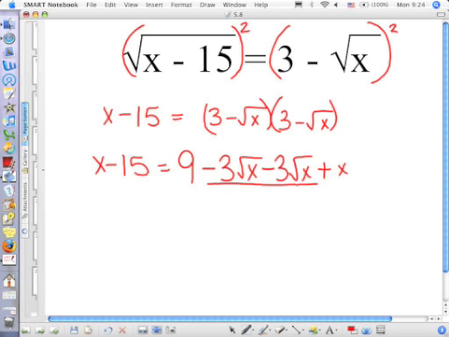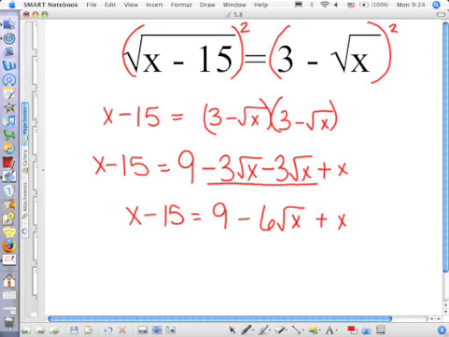Now, cleaning this up, can I add those 2 radical expressions together? Yes. All right, how do I add them together? Does the radical itself change? No. It's -3 and -3. What do those add up to? -6. Okay. Well, I still have a radical.